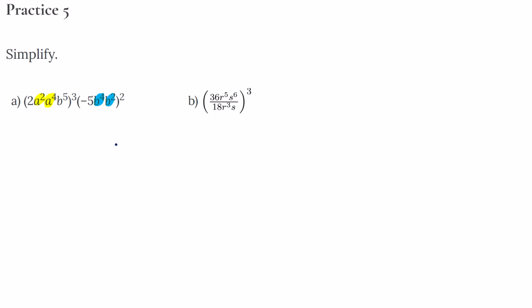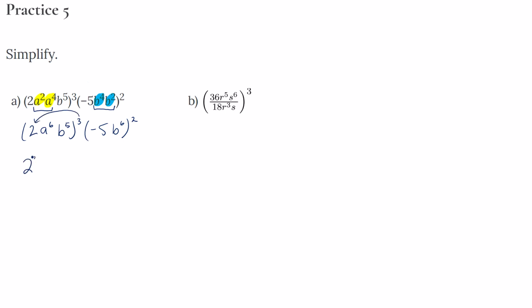So rewriting this all together, a^2 times a^4 becomes a^6 because we add those exponents, b^5, still to the power of 3. And here, b^4 times b^2 also becomes b^6 because we add the exponents. So now that it's simplified inside the brackets, I'm going to apply these exponents.